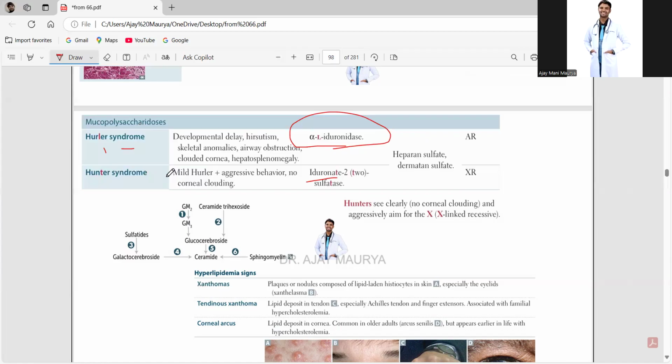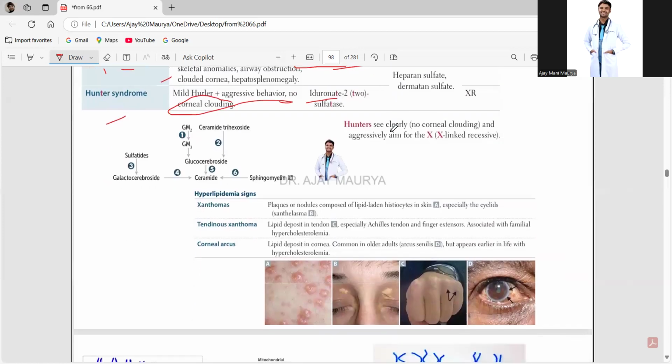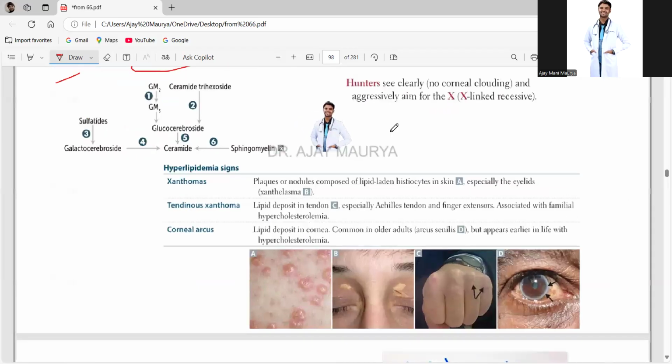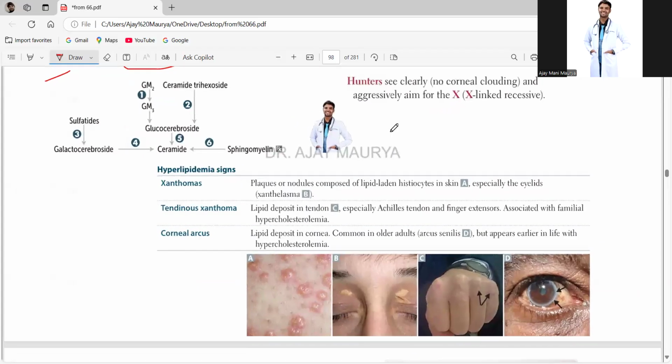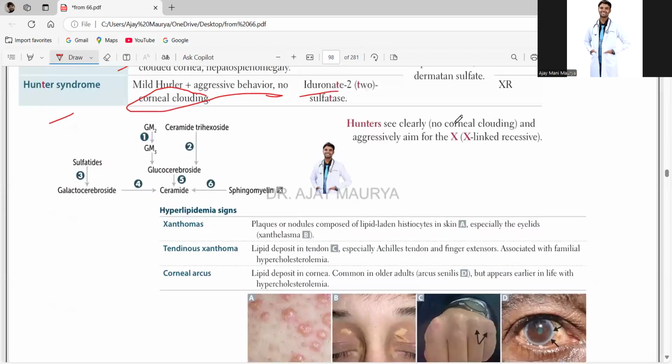Next, see Hunter syndrome. There is a mild Hurler picture plus aggressive behavior. There is no corneal clouding. For the Hunter, they need to have good vision, that's why there is no clouding. In Hurler, there is corneal clouding. Okay. Also remember this, I told about it.